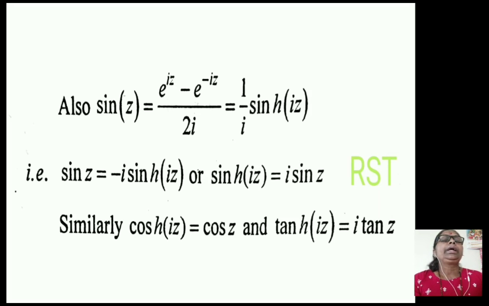Similarly, we get cos hyperbolic iz equal to cos z, and tan hyperbolic iz equal to i tan z by simplifying the terms as above.